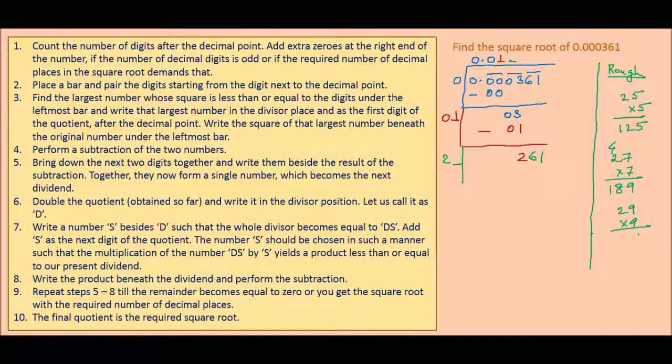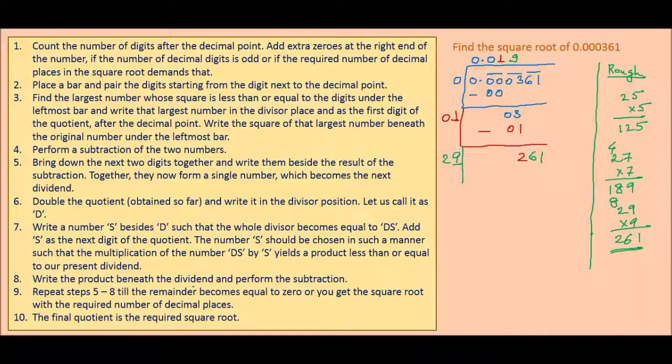9 times 9 is 81, and the 1 and 8 go over here. So 9 times 2 is 18, plus 8 is 26. So we are getting 261. Perfect. So we put a 9 over here and a 9 over here as well.